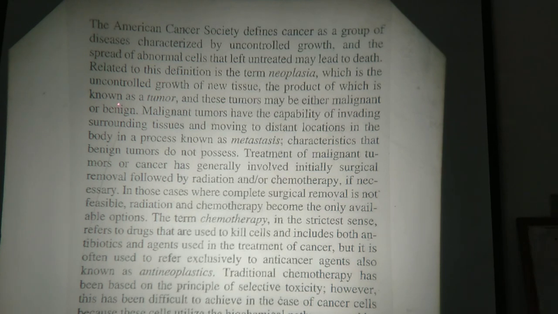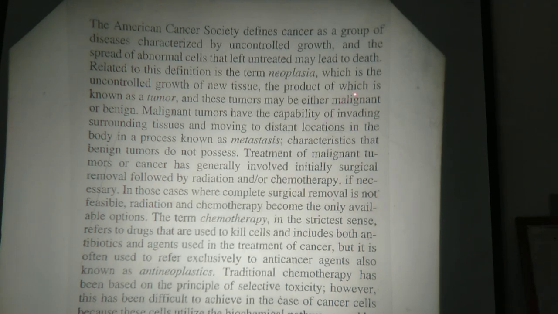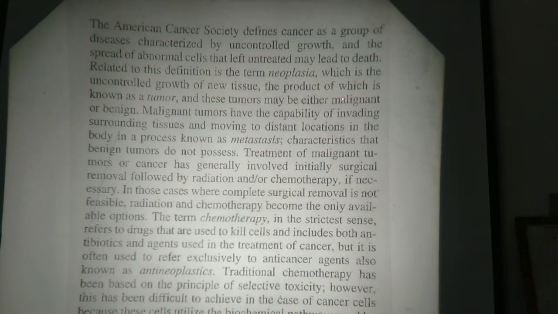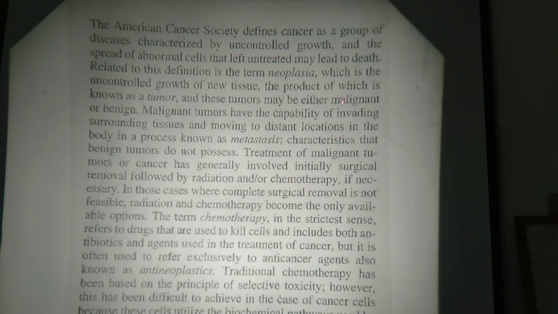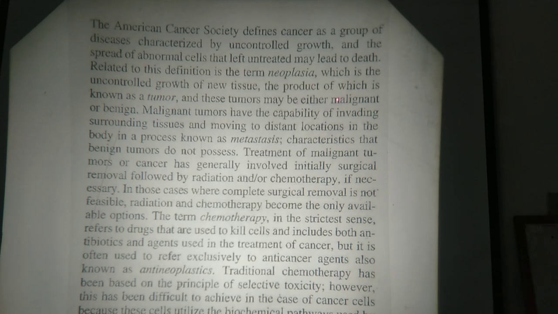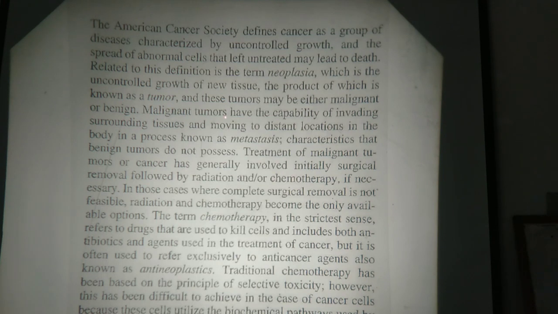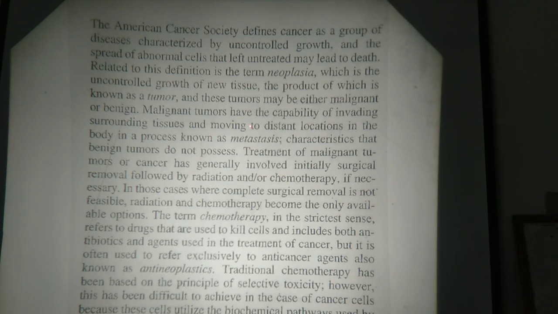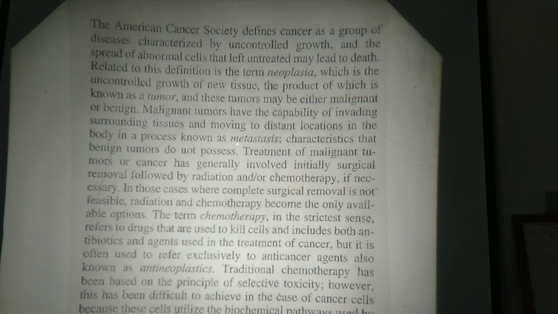We are not bothered about benign; we are more interested in malignancy, wherein there is disease and we have to intervene by different 5 ways or 4 ways. One is being deleted, that is alkylating agent, but we have to intervene through antibiotics, through natural products, through antimetabolites, or through kinase inhibitors. These are the 4 ways through which we can intervene here. And malignant tumors have the capacity of invading surrounding tissues and moving to distant locations in the body in a process known as metastasis. You are well aware of it.